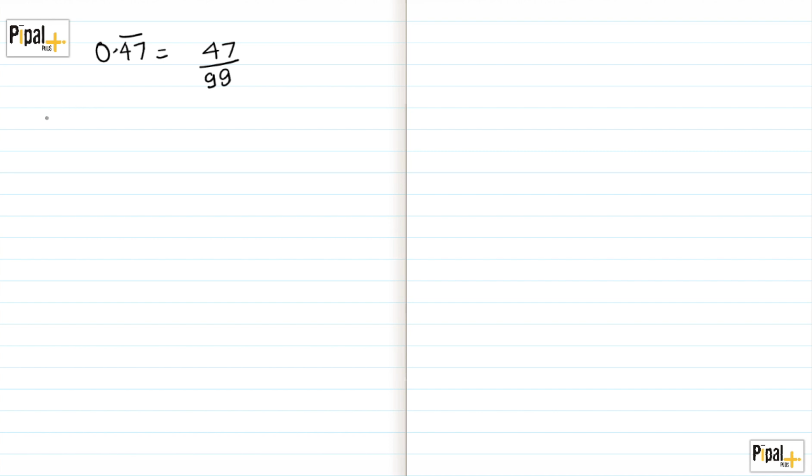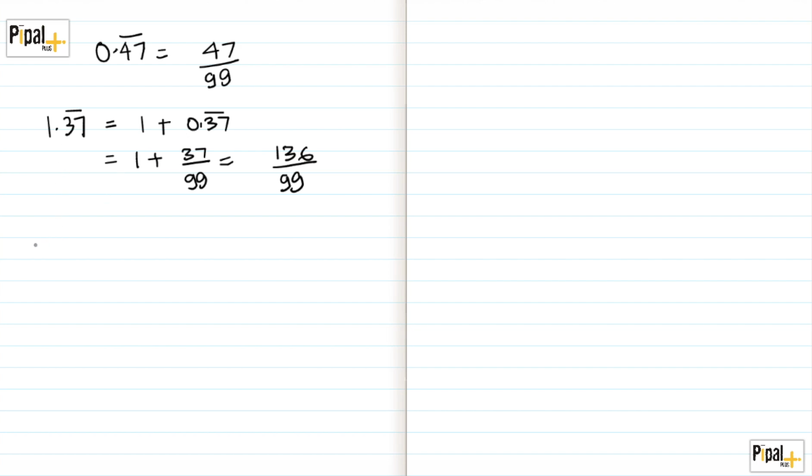However, if there is a number like 1.37 with 37 repeated, not so difficult. I can separate 1 from 0.37 repeated, right? And this is going to be 1 plus 37 by 99, and I can have a mixed fraction, or I can just multiply 99 with 1 and add to 37, so I get 136 by 99, right? So this is how you will do recurrence, but recurrence can get a little bit more complicated than this.